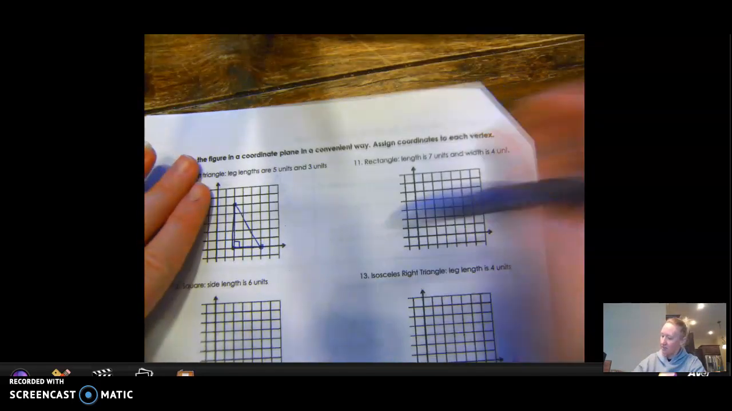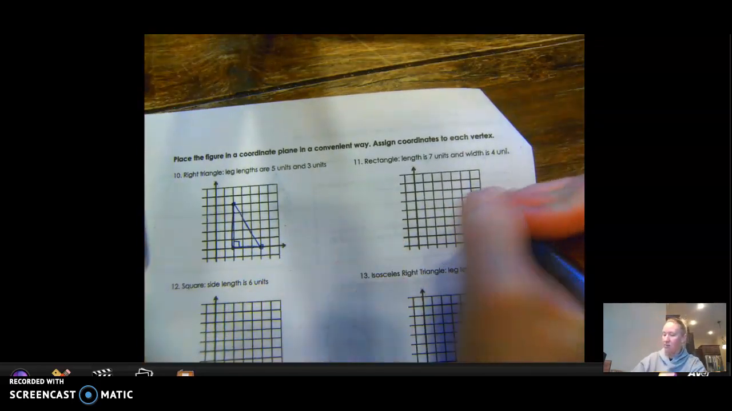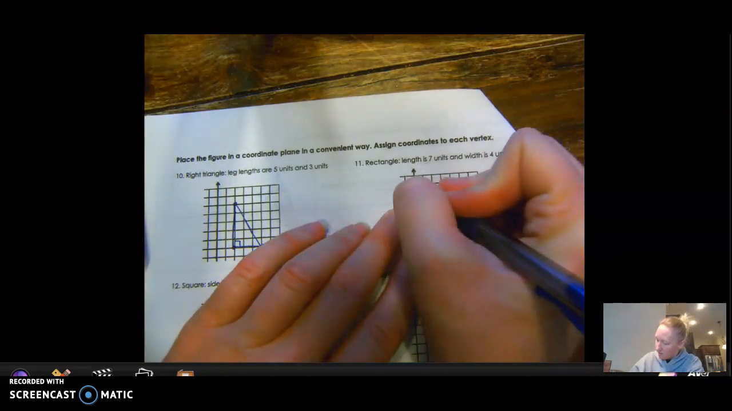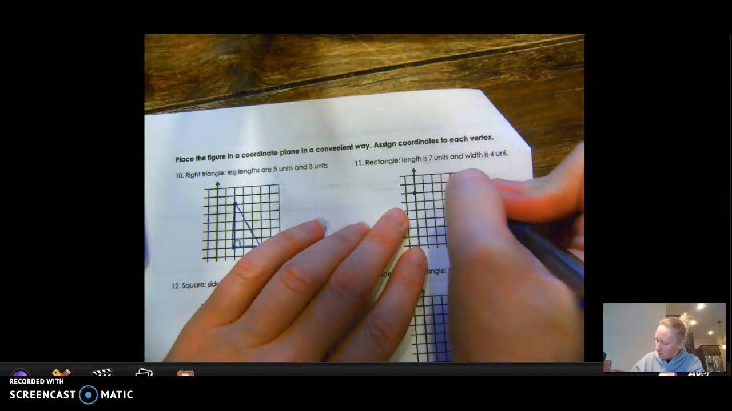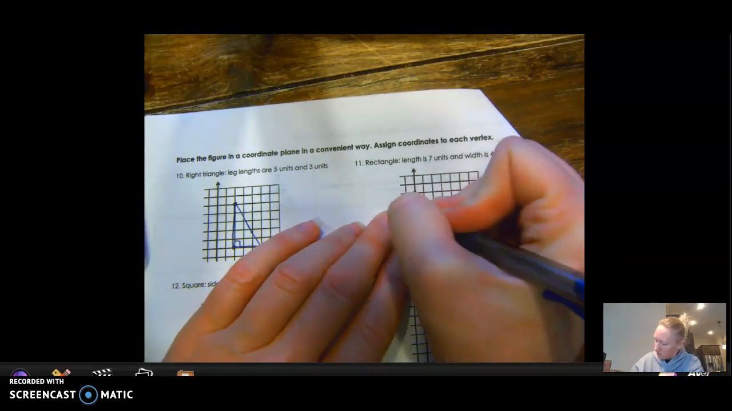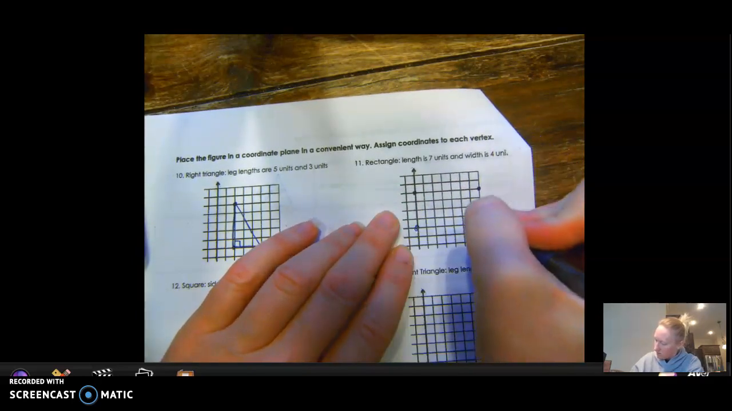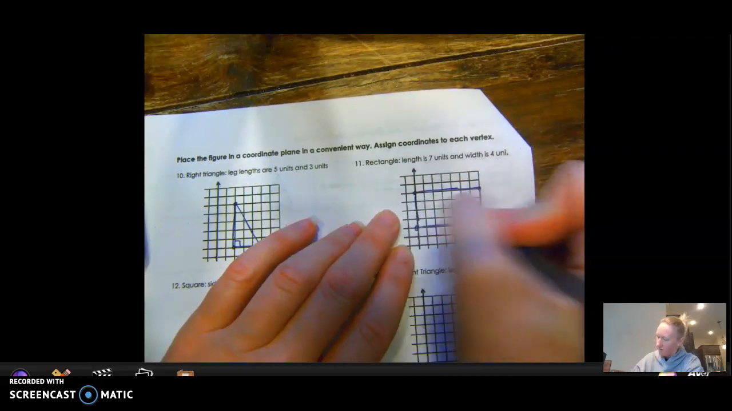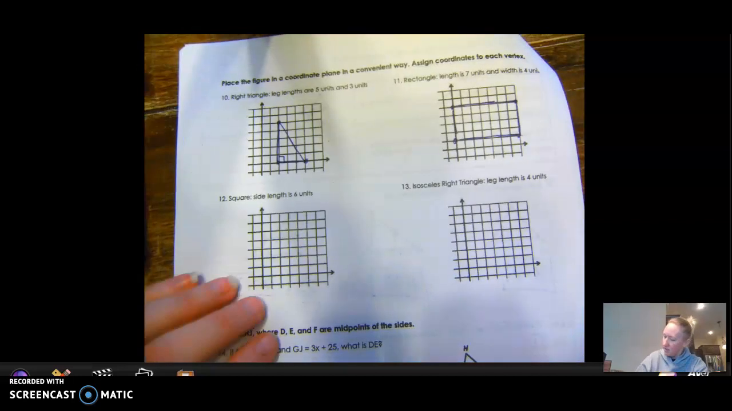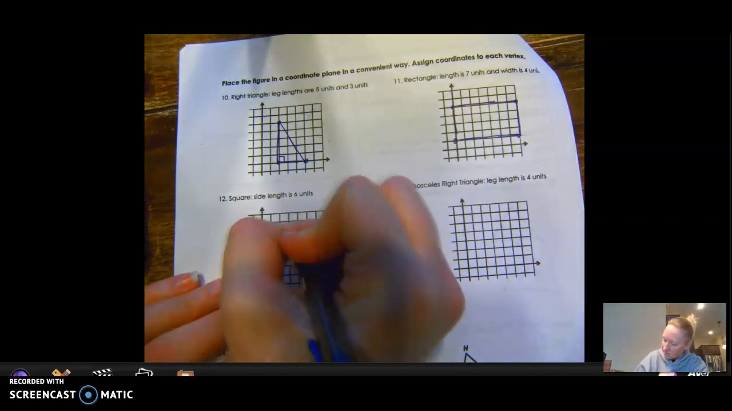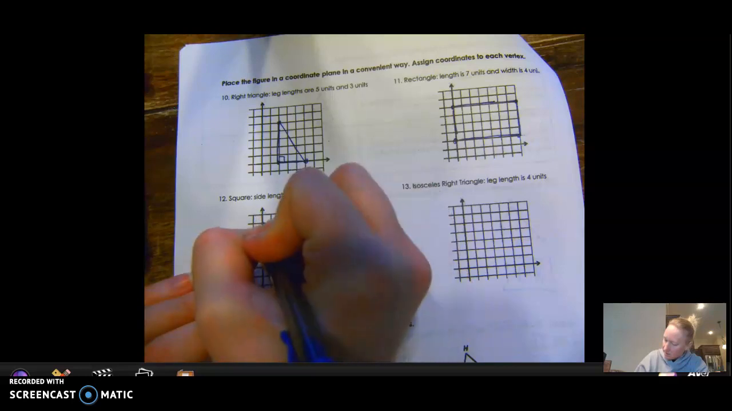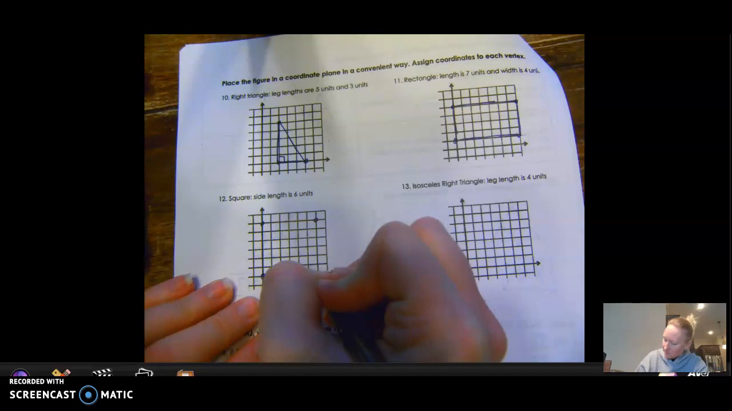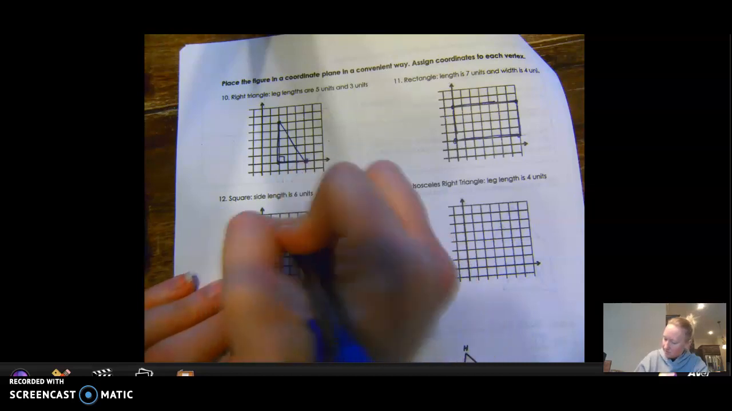We want a rectangle that's 7 units and 4 units. Go ahead and pause me and try these 3, okay? 7 units. 1, 2, 3, 4, 5, 6, 7, and then 1, 2, 3, 4. There's that rectangle. Square, 6 units. 1, 2, 3, 4, 5, 6. Remember, a square has all equal side lengths, so they would all be 6.